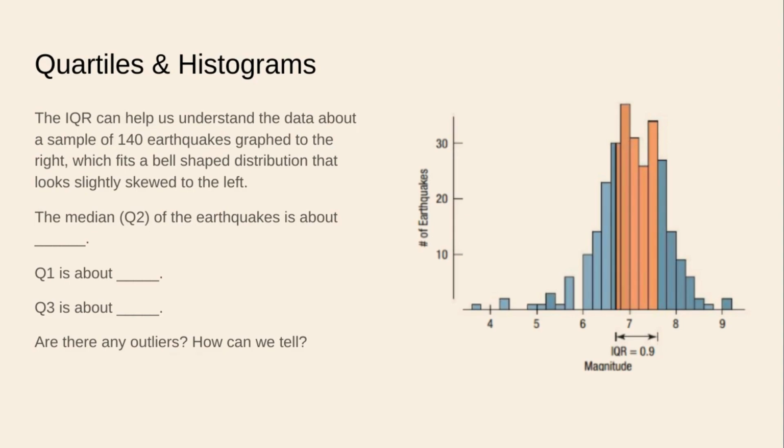All right, the interquartile range can help us understand the data about this sample of 140 earthquakes that cause tsunamis that is graphed to the right. It fits a bell-shaped distribution that looks slightly skewed to the left. We talked about that last time. The median of the earthquakes is about what?